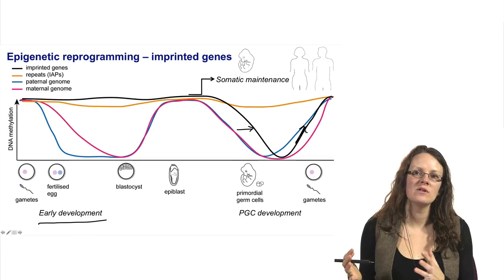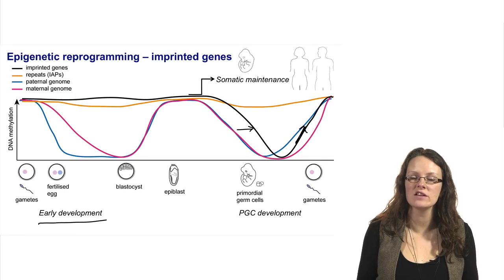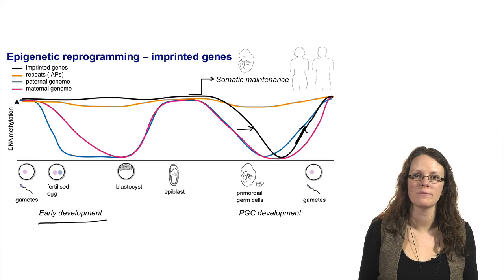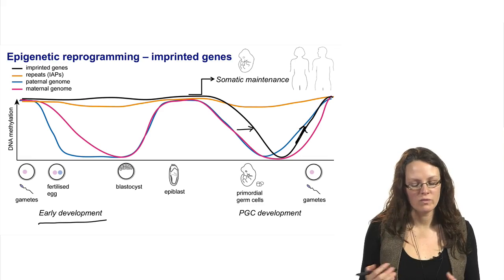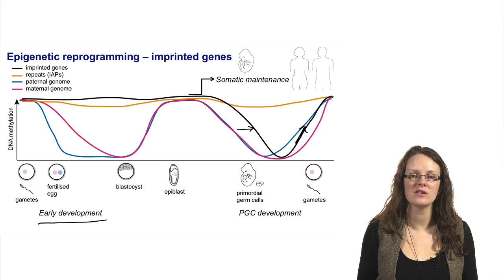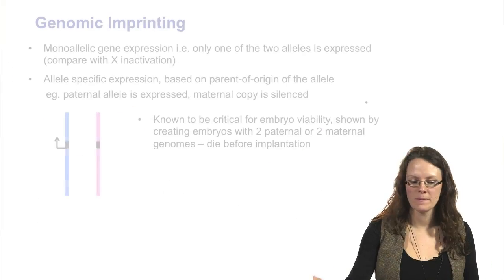So they seem to be restricted a little bit in terms of when they will be cleared, and this might be because they are a special class, so they need to be treated differently, and so temporarily they are offset from the rest of the genome. So they're cleared in primordial germ cell development and they maintain their level of methylation during early embryonic development. Well, why would this be, and what is an imprinted gene?